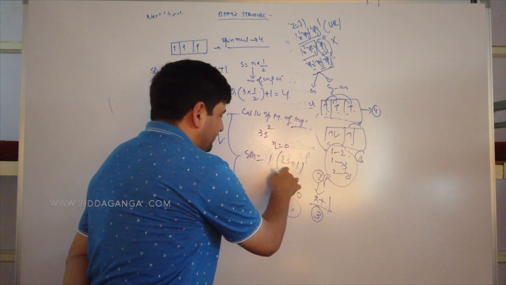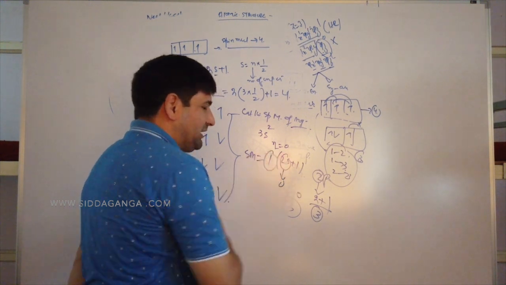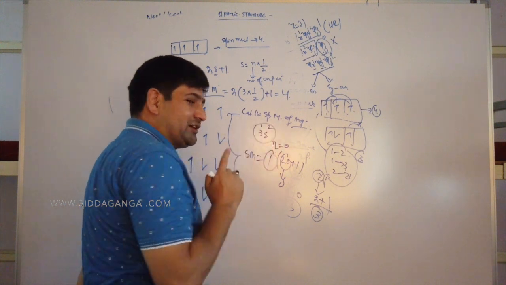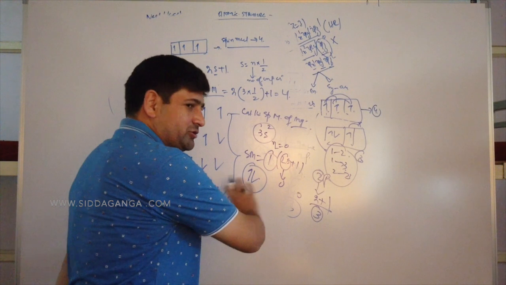What is S equal to? 0. So that makes it 0 plus 1. So what is the spin multiplicity? 1. What does it mean? It means the 2 electrons which are present in an orbital will have clockwise and anti-clockwise spin. There is no other possibility.